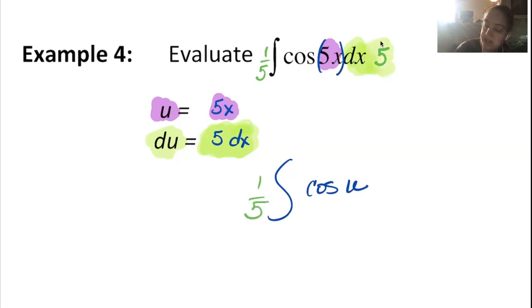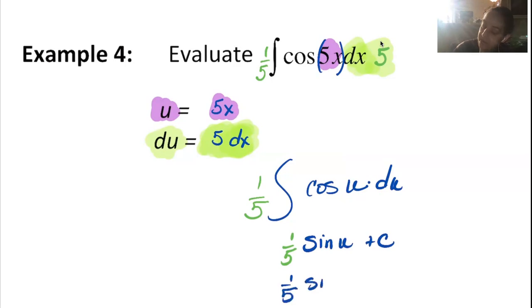This 5 dx is what I'm looking for. All of that becomes du. So we have to take care of that 1/5 in the front. Now, we still have to integrate. The antiderivative of cosine of u is positive sine of u plus c. And don't forget about the 1/5 in the front. And in place of u goes 5x. This is what it looks like.